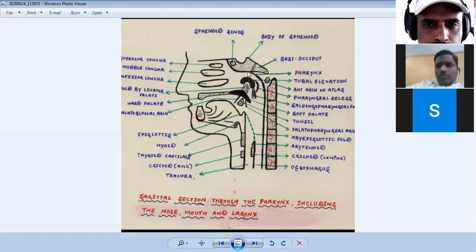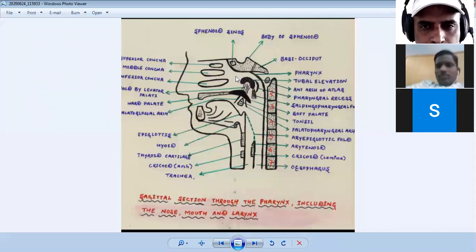Then the roof and posterior wall, which is a continuous slope opposite the basi-occiput and sphenoid bone, and we have the anterior arch of the atlas. That all forms the roof of the nasopharynx.